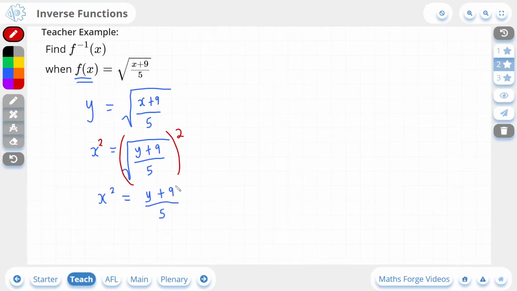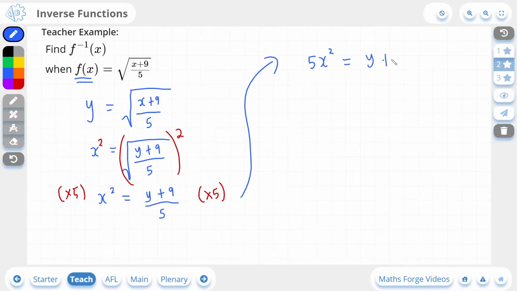Now the next step is to multiply both sides by 5 to get rid of that divided by 5 at the bottom. This is going to leave us with 5x squared on the left, because of course x squared times 5 is 5x squared, and on the right it's going to give us y plus 9. Now the final step to rearrange y is to get rid of this plus 9. So we're going to do that by subtracting 9 from both sides. This is now going to give us 5x squared minus 9, which is equal to y. Now that we've fully rearranged for y, this is our inverse function here.